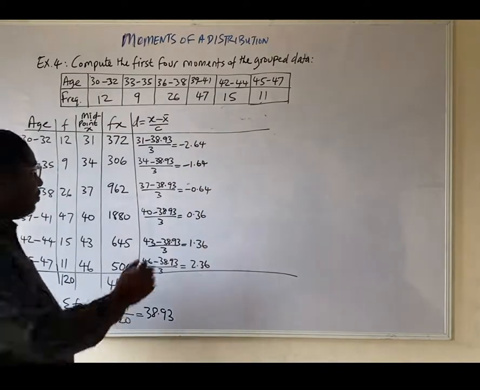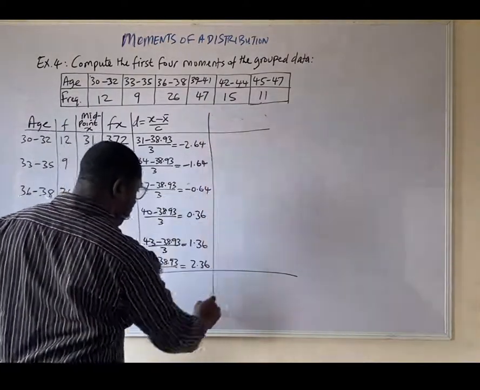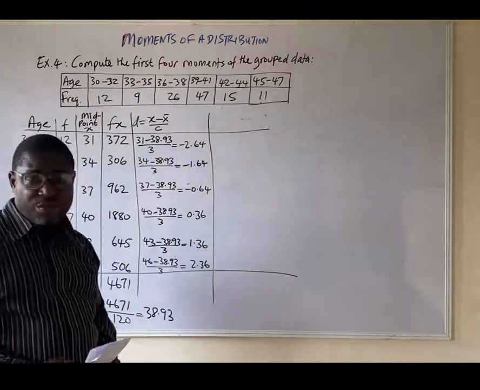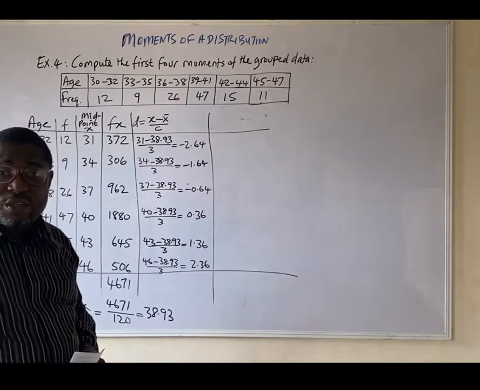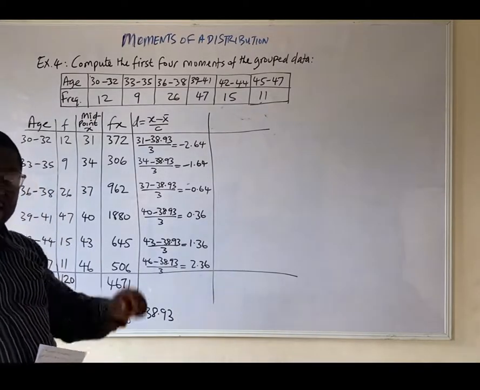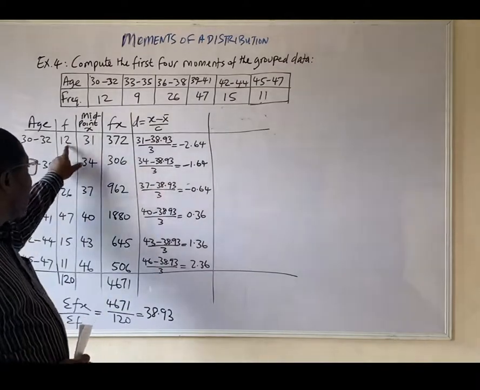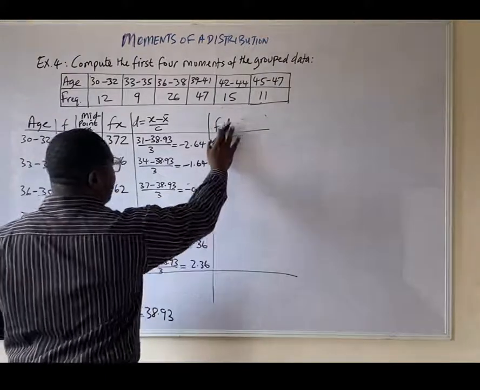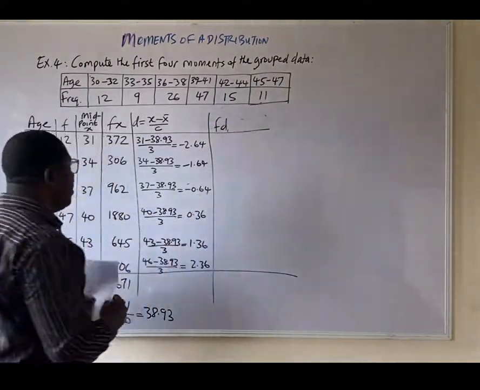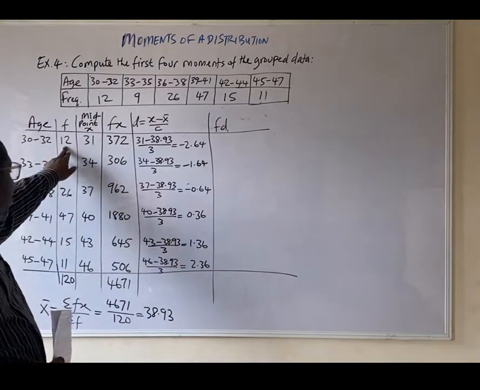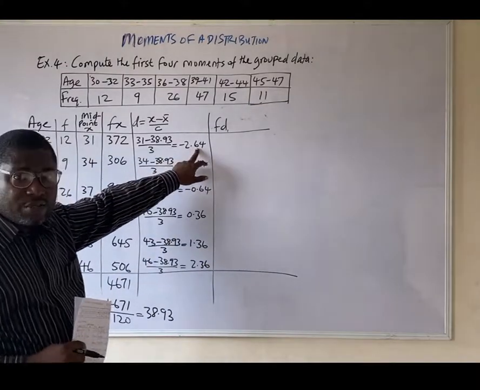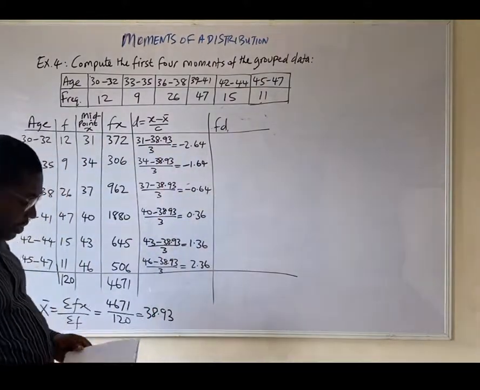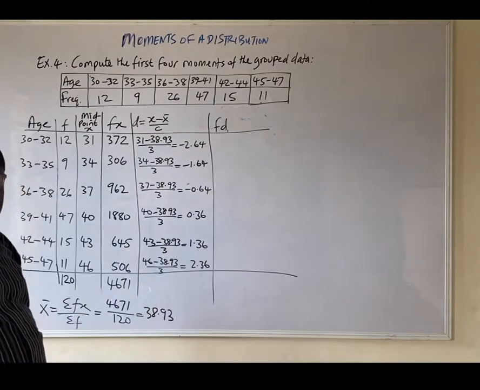The next thing we'll do, after finding the deviation, what do we do? We now find the first degree of deviation. And what's the first degree of deviation? Thank you. That is F times D. That is FD. So that will be this value multiplied by this value. The values of F multiplied by the values of D. Can you do that along with me very quickly with your calculators?